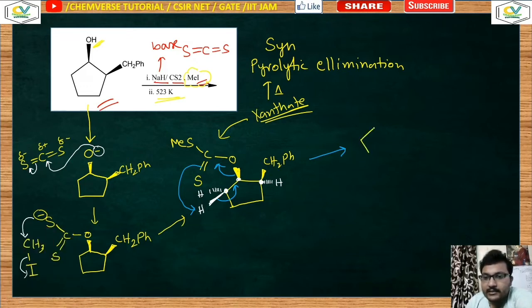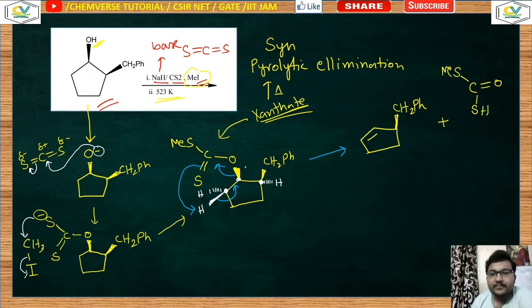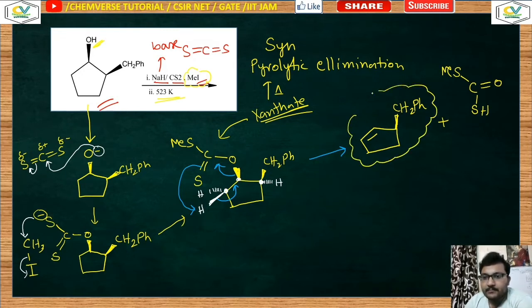Your product will be something like this, where the double bond will be here and this CH2OPh, sorry, will remain intact. And what side product are you getting? You are getting this kind of side product, SH and SMe. Okay, so this is your side product. So your product is nothing but this one. It's a fantastic example of the Chugaev elimination reaction. In the first step, we generated the xanthate, and in the second step, we performed the syn pyrolytic elimination.